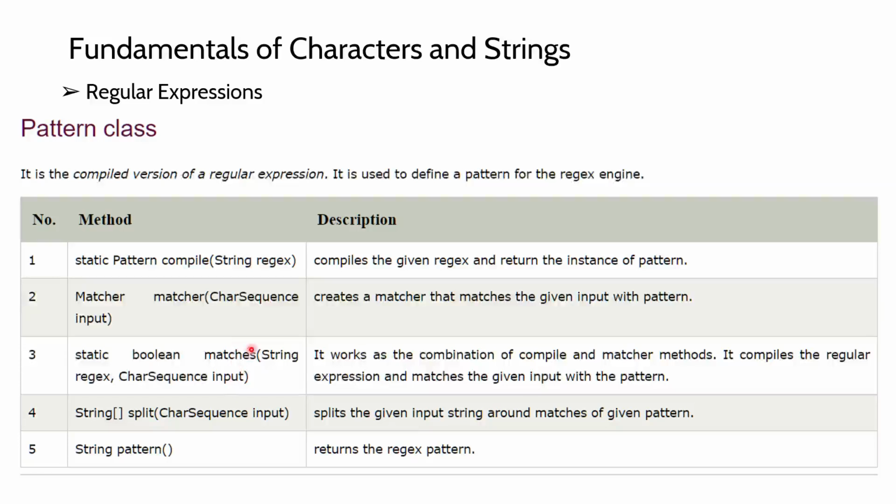Again, we have matches here, which takes two arguments and returns a static Boolean, and it works as the combination of compile and matcher methods. It compiles the regular expression and matches the given input with the pattern. And then we also have the split, which returns a string array, and it splits the given input around matches of a given pattern. And finally, the pattern, which returns a string, returns the regex pattern.